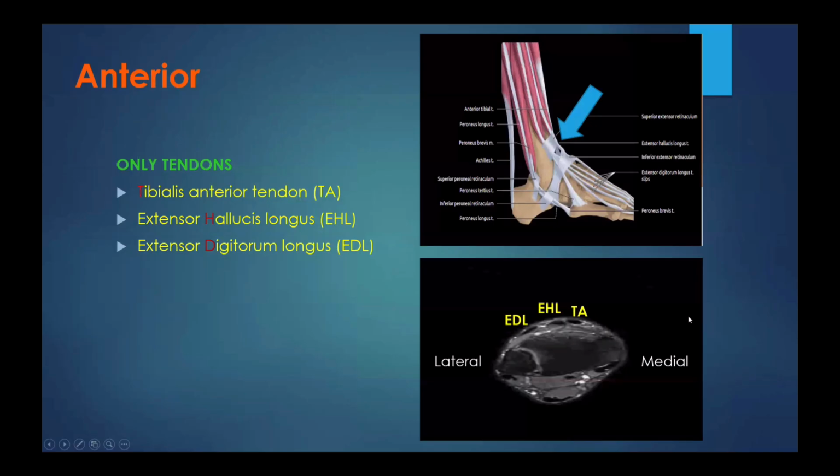Regarding the anterior compartment, we have the extensor tendons. Usually people like a phrase, Tom, Harry, and Dick. And then when they go to the flexor tendon, they flip the phrase to Tom, Dick, and Harry, which represent tibialis anterior, extensor hallucis longus, and extensor digitorum longus. We should see it as black, low signal intensity structure along the dorsum of the ankle.